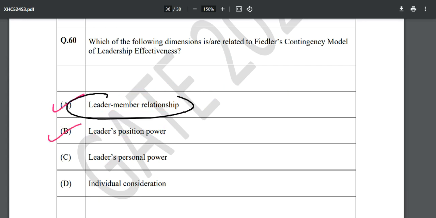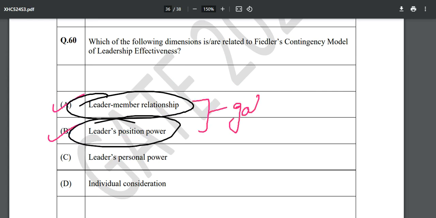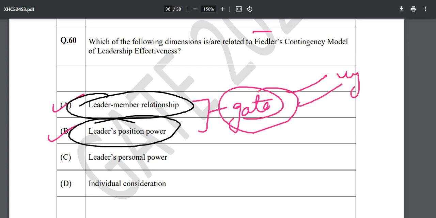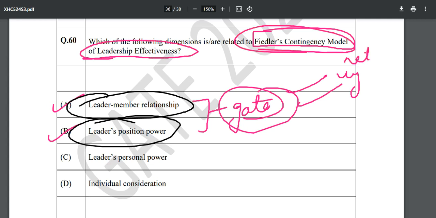All right, so for next time you must prepare. If you are going to give the exam in 2025, you must prepare this topic because it will come along in your UGC NET as well. So Fiedler's contingency model of leadership effectiveness, you should note down. This topic will come again and again. It is continuously being repeated in UGC NET psychology. So the correct answer over here is A and B.